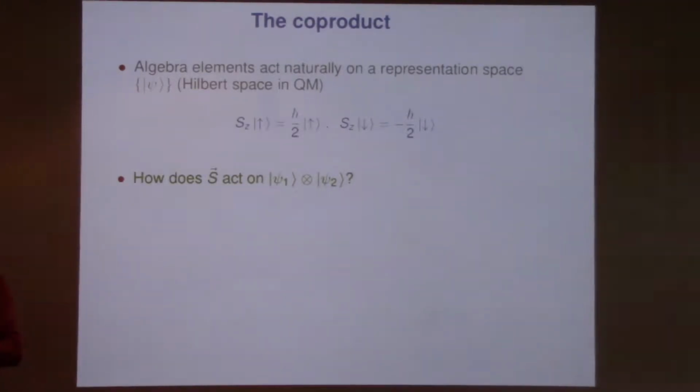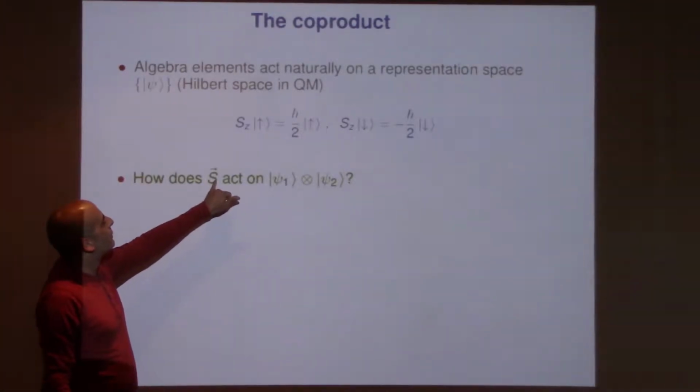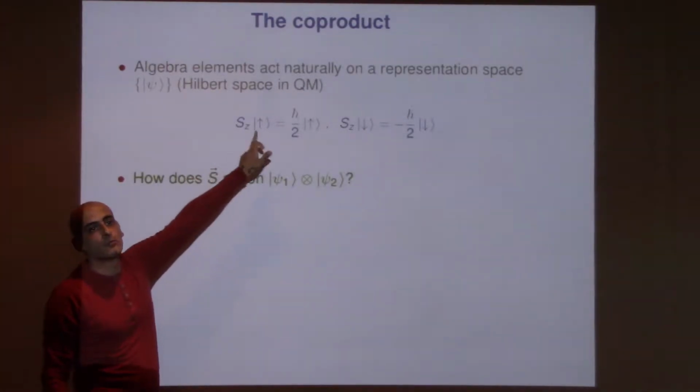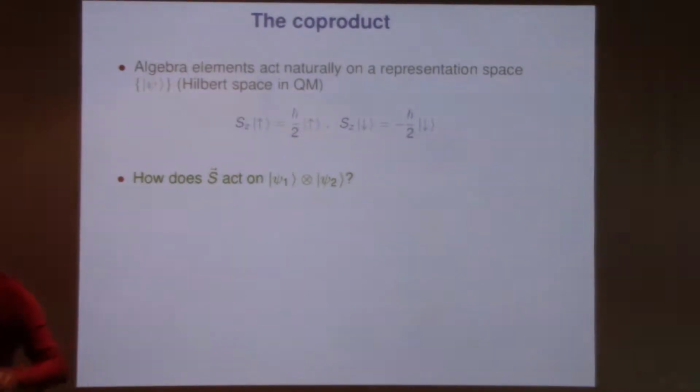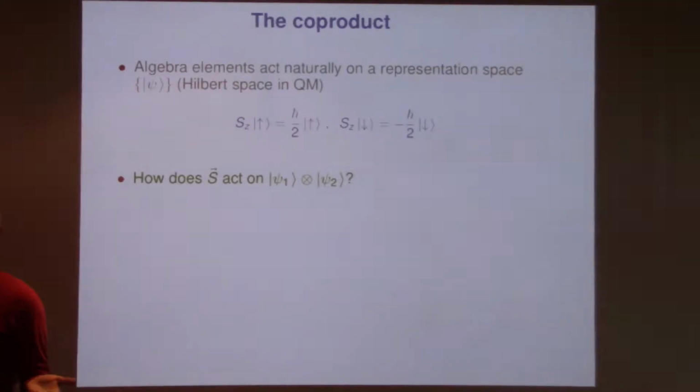Now, the question I'm going to ask is, how does this S, which would be the operator which contains Sx, Sy, and Sz, the vector that you write there, act on a product state? That's something very typical in quantum mechanics. You don't want to act on 1 electron, you want to act on 2 electrons, or L electrons, in a given spin chain, for instance.